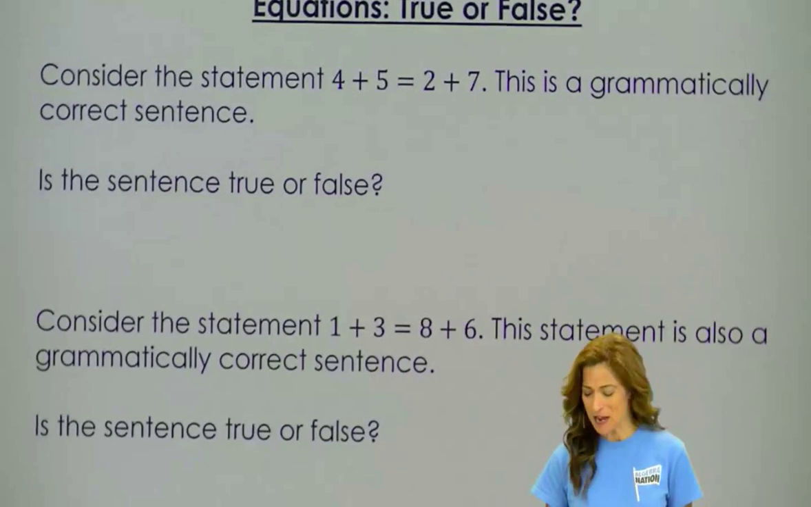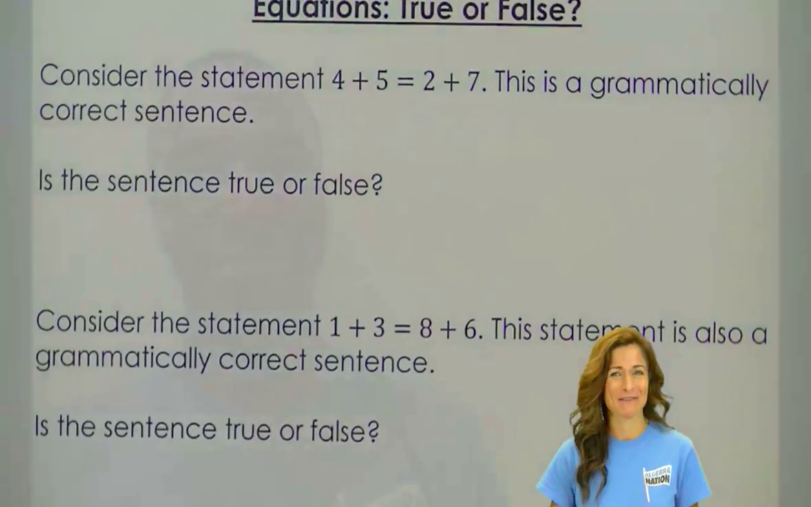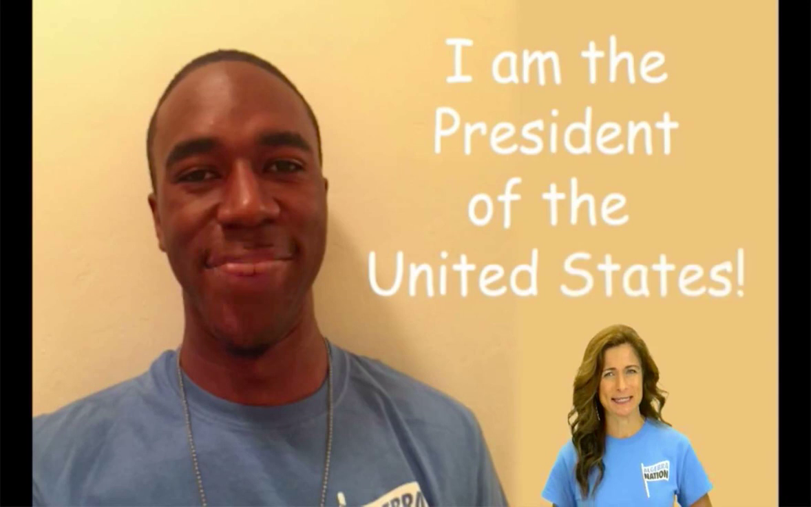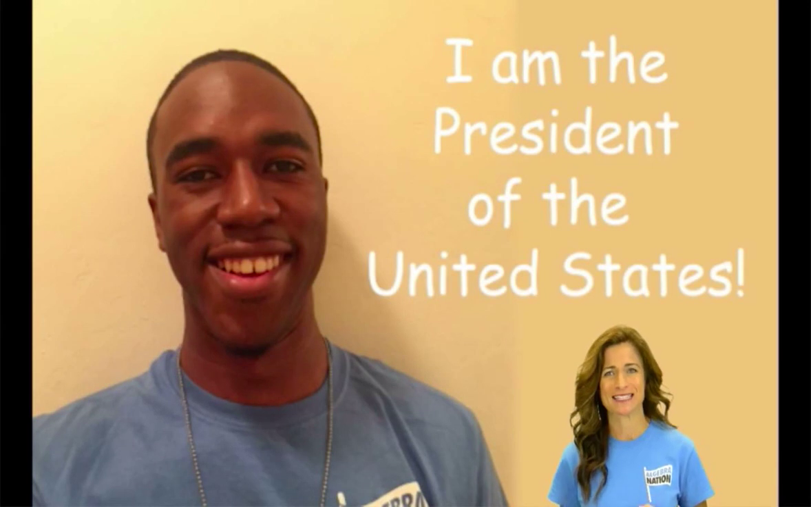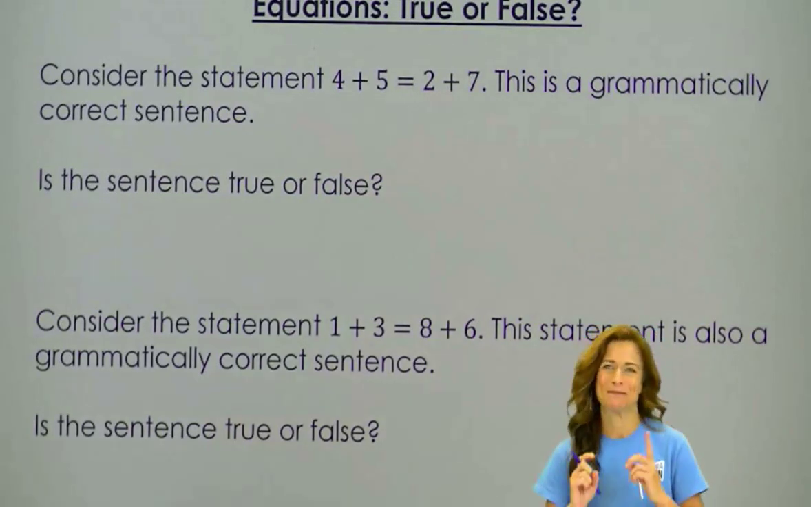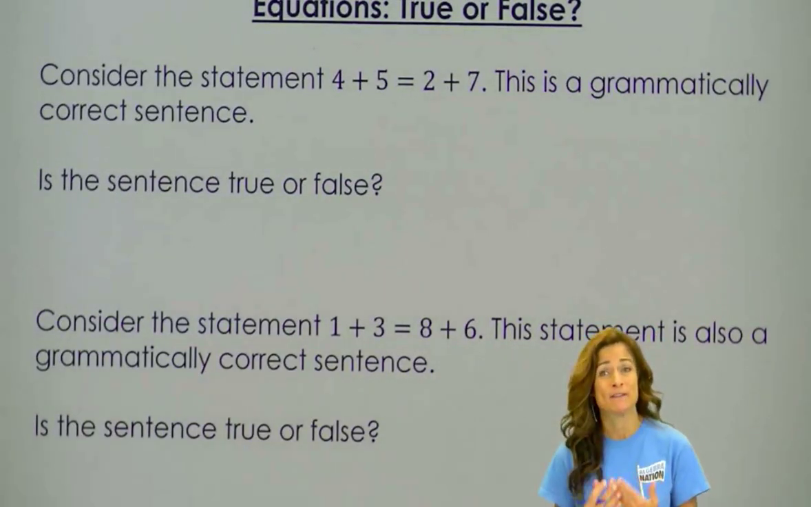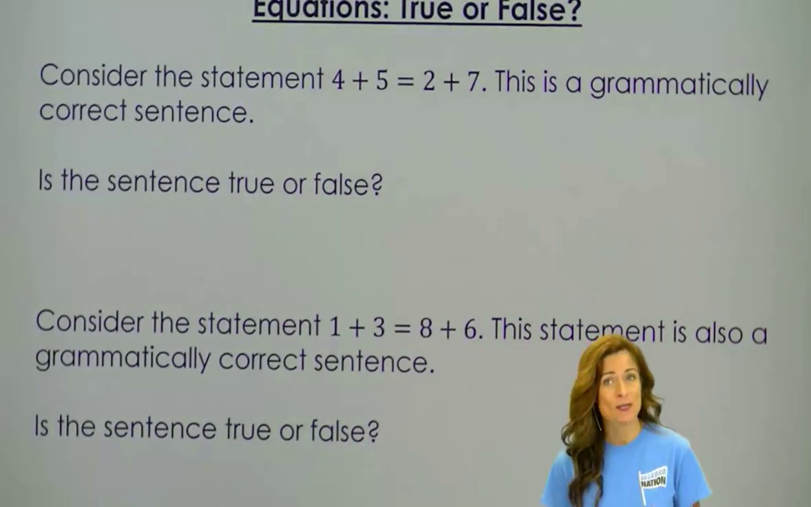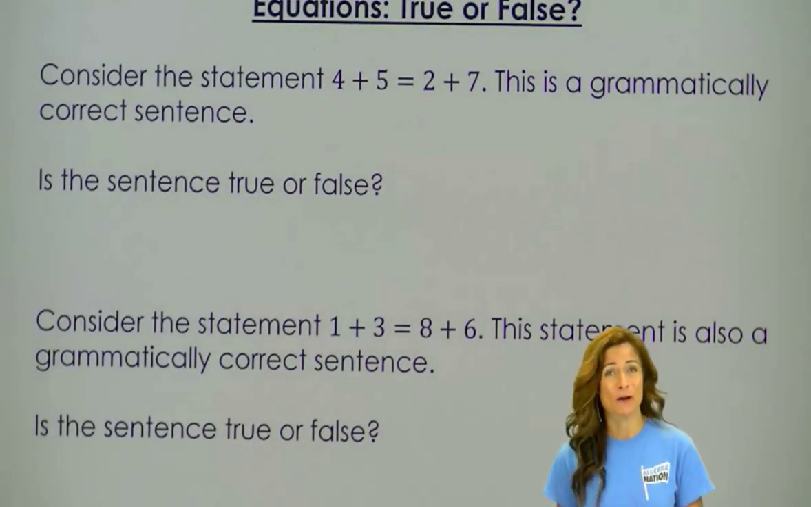Now, I want to start out with a fun little graphic. Look at this graphic with me. We have Darnell here and he's saying, I am President of the United States. Well, Darnell might want to be President of the United States, but he's not. And so that would be a false statement. Well, we're going to be looking at number sentences and determining if those are true or false statements.